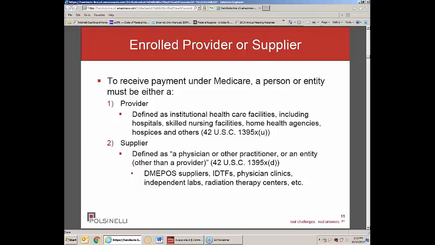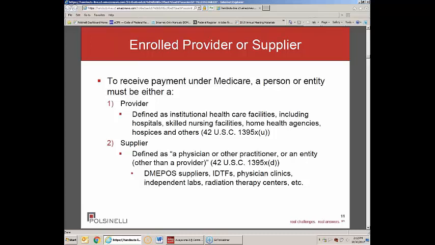A provider is defined by statute as an institutional healthcare facility, so that includes things like hospitals, skilled nursing facilities or SNFs, home health agencies, hospice, and there's a whole list of them in the statute. A supplier, on the other hand, is basically everything other than a provider. It includes a lot of different types of non-institutional entities, so physicians, individual practitioners, physician groups, ESRD facilities, DME suppliers, IDTFs, independent diagnostic testing facilities, labs. The list of suppliers also goes on.